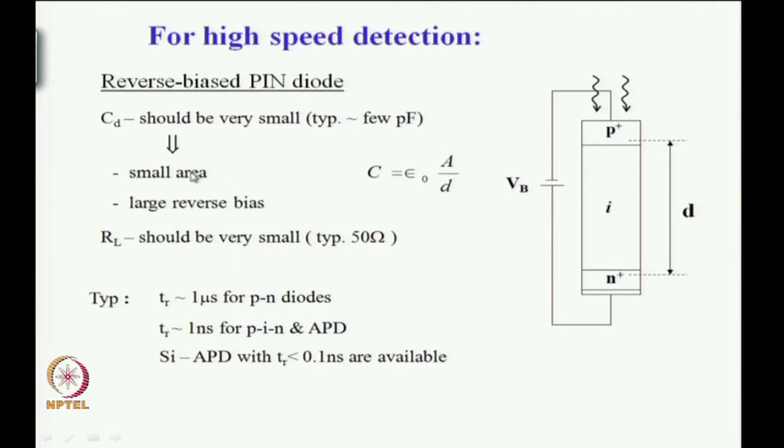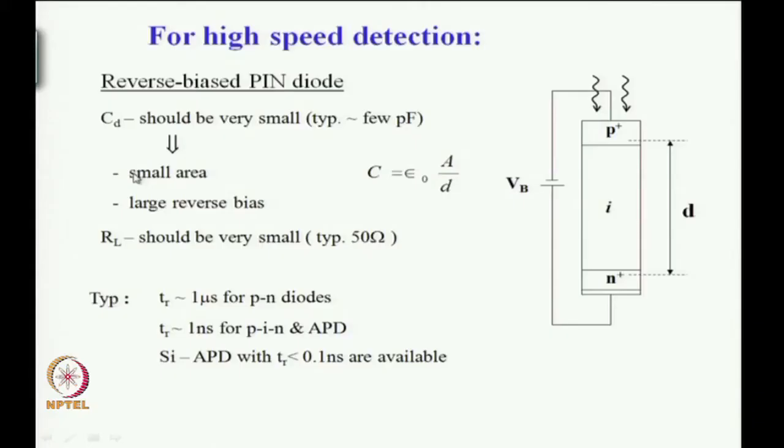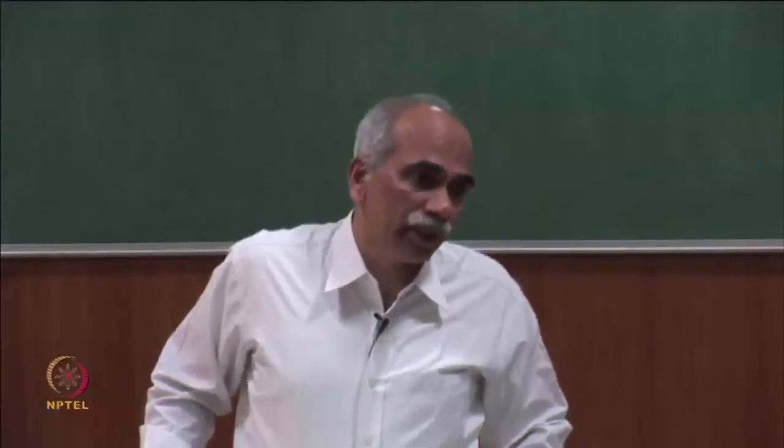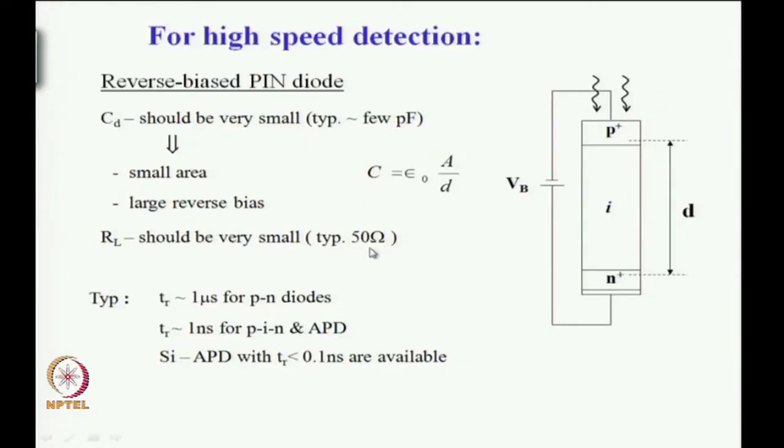whereas large area detectors can be 1 centimeter square. When the speed is not important, but sensitivity is important, one chooses large area pin detectors. RL should be very small, typically 50 ohm, as I mentioned in one of the earlier classes. The data sheets typically specify the rise time at 50 ohm load resistance. If you change the load resistance, then the rise time would also change. Typically TR is about 1 microsecond for normal PN diodes, and of the order of 1 nanosecond for PIN and APDs.